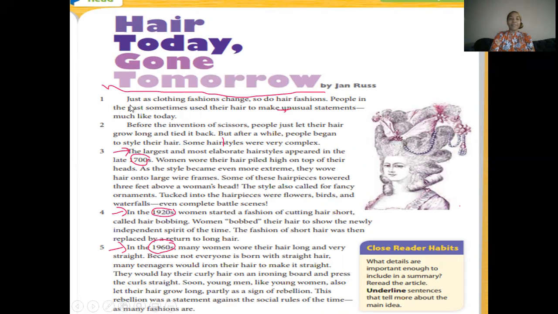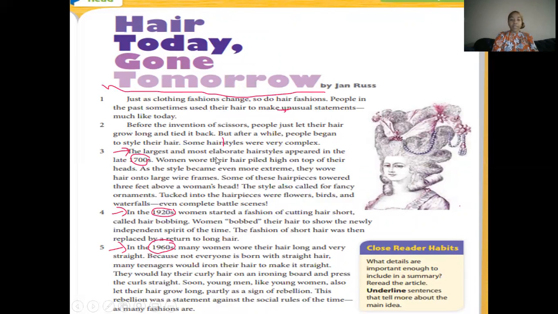Paragraph 1. Follow along and track with me as I read the text. Just as clothing fashions change, so do hair fashions. People in the past sometimes used their hair to make unusual statements, much like today. I think that's very important to underline. Before the invention of scissors, people just let their hair grow long and tied it back. But after a while, people began to style their hair. Sometimes hairstyles were very complex.